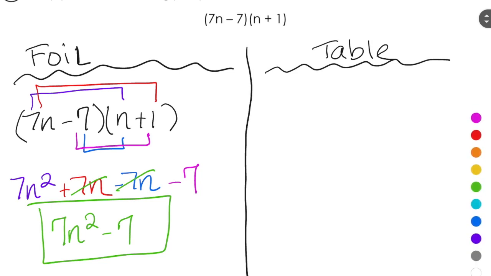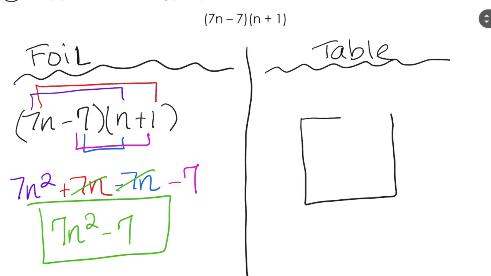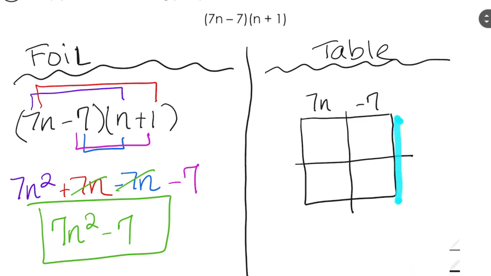I have to create a 2 by 2 table because we are multiplying binomials. It's not going to be perfect, but here we go. Cool. So now I'm going to write one of my binomials at the top. So 7n minus 7, and then my other one down the side. So n plus 1. All right, and remember, order does not matter for this one.